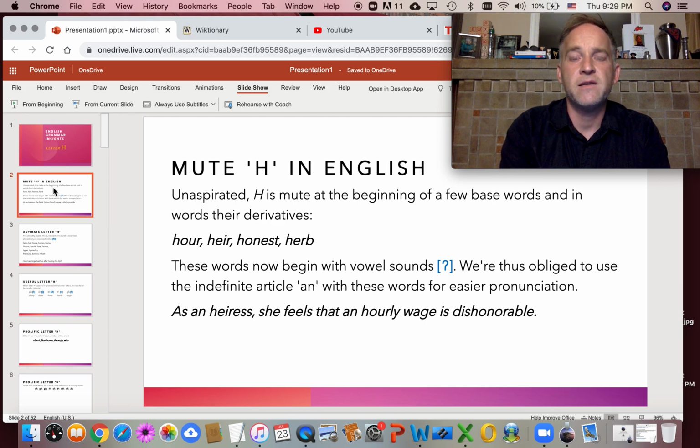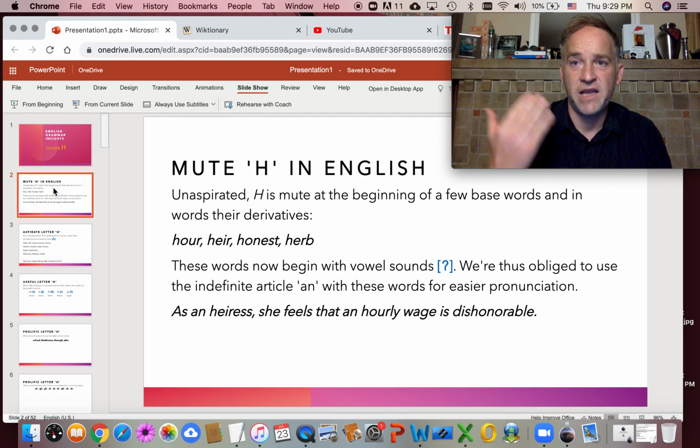And in English, do you hear the glottal stop sound? When there's a vowel sound at the beginning of a word, we have a glottal stop. And that is the blue question mark that you see. That's a phonetic symbol for the sound at the beginning of a vowel sound.